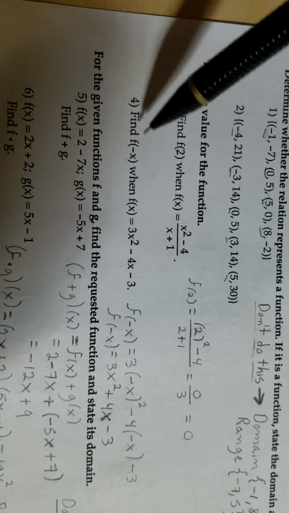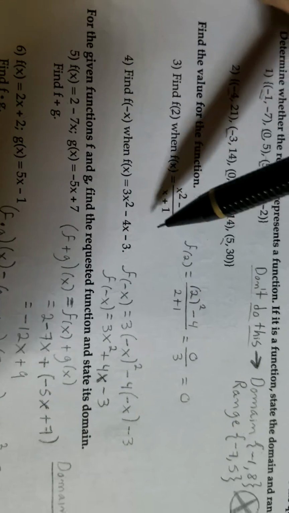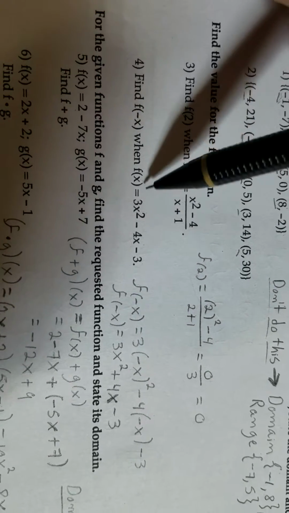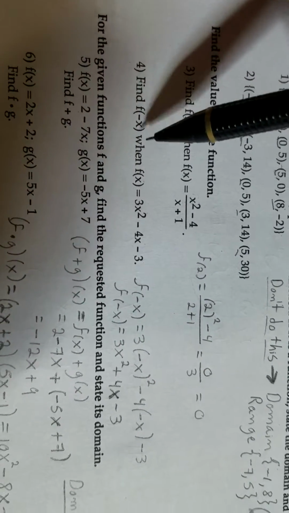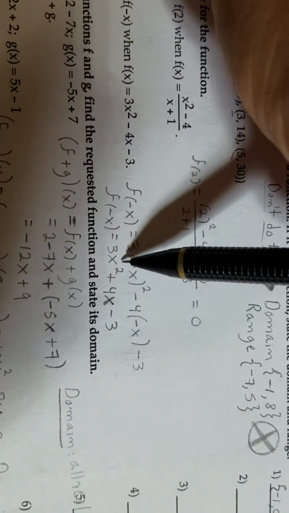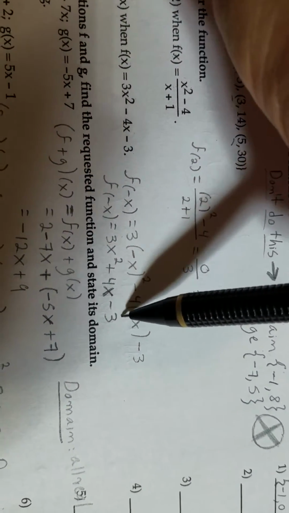When you get to number 4, all you have to do is the same thing. Just replace all x's, this one, and that one. Replace all x's by -x. So by doing so, you will end up with this: 3x squared plus 4x minus 3.